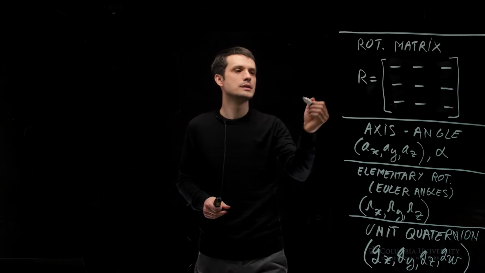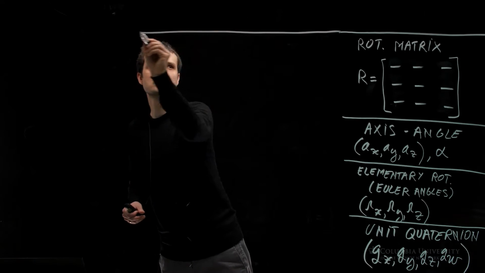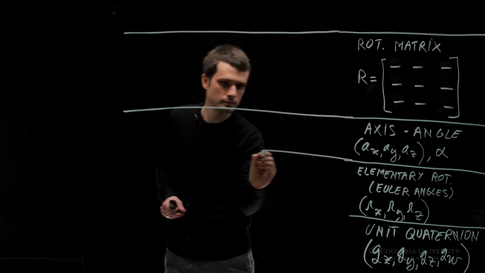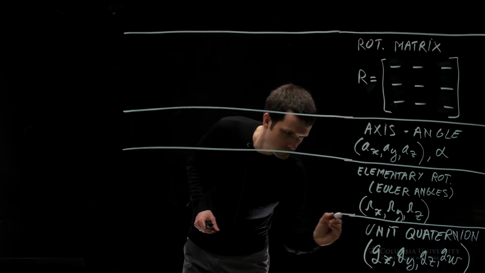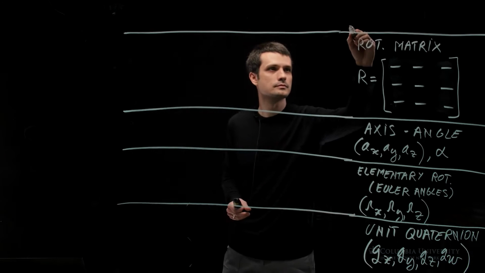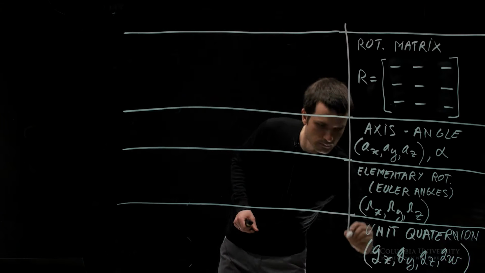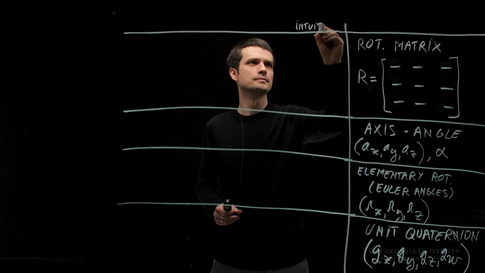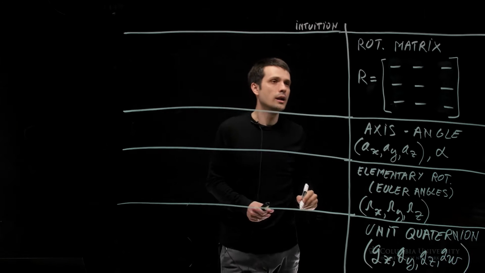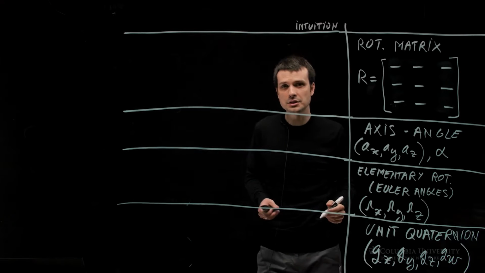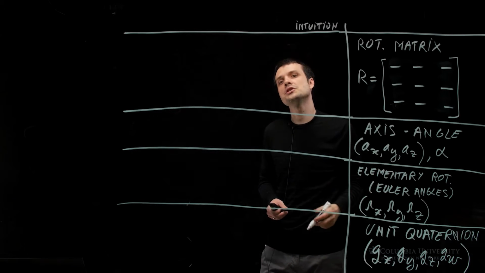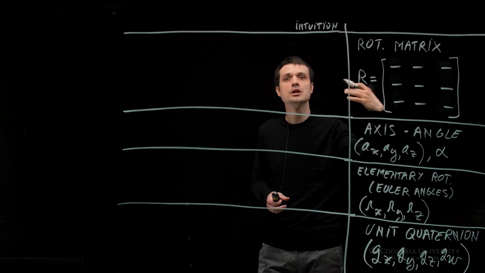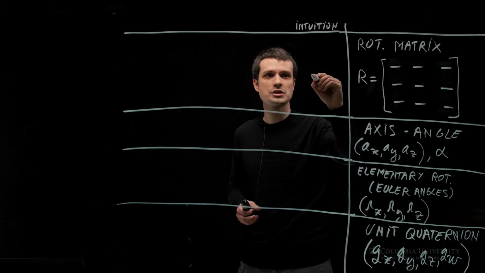So what are some of the advantages and disadvantages of each of these formats? So let's do a nice table. Are there easy intuitions? Well, for rotation matrices, we have excellent intuition. We know that the columns of the rotation matrix represent the new orientation of your axis. So if you just look at a rotation matrix, you immediately have a sense for what rotation it represents.